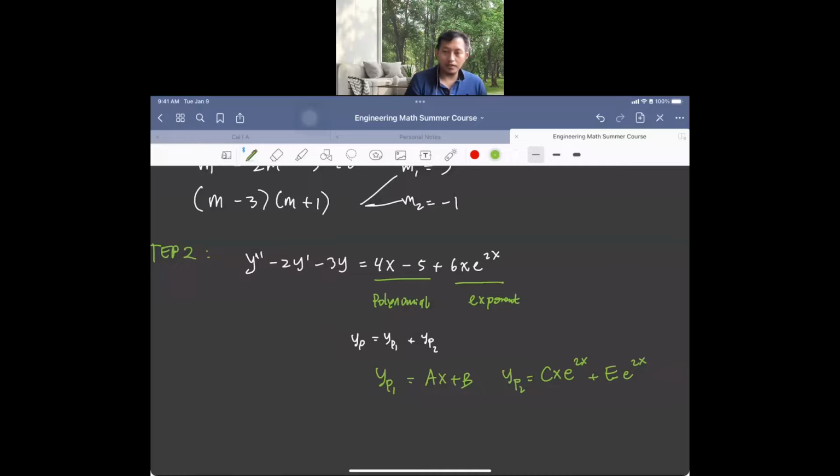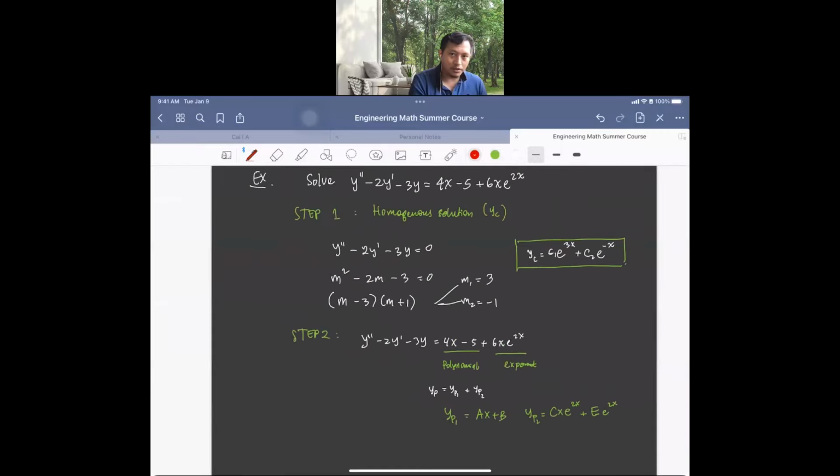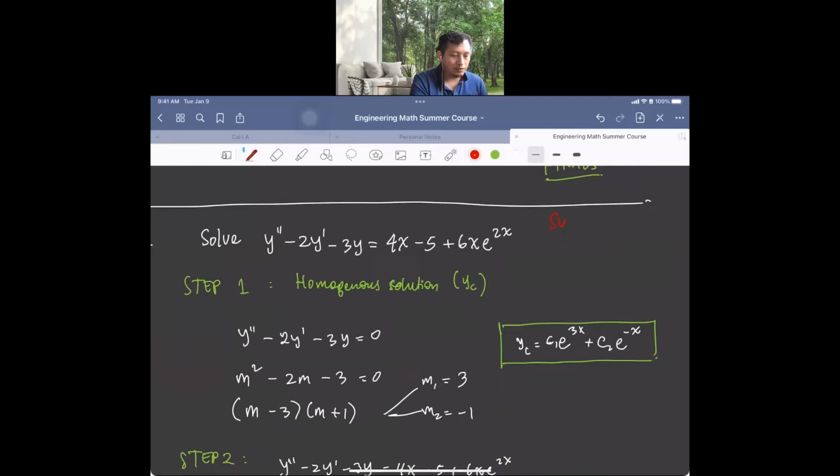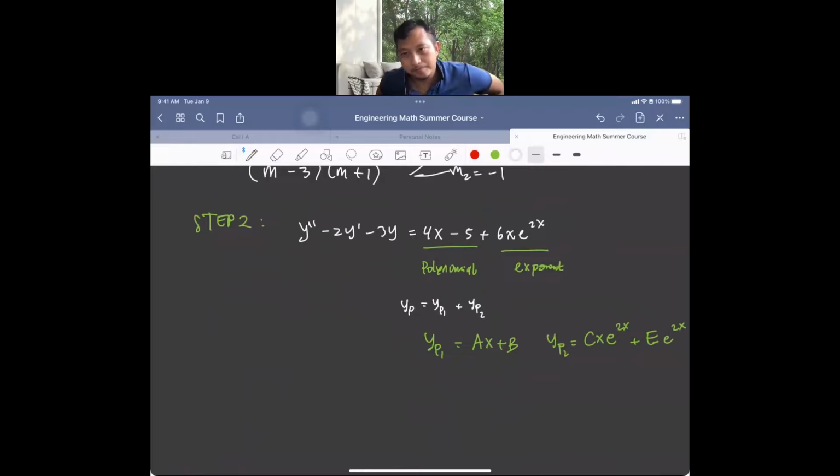Now, if you remember, why I'm writing it like this is actually similar to the superposition principle that we have for non-homogeneous equations. So this is also called the superposition principle for non-homogeneous equations.